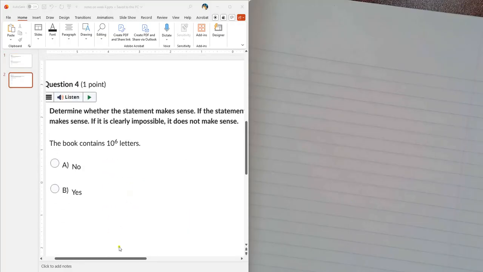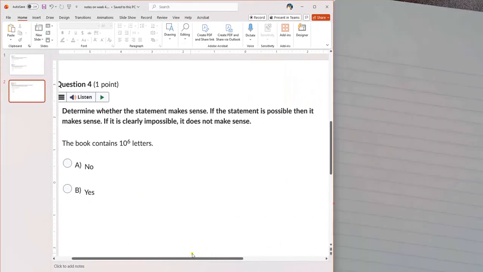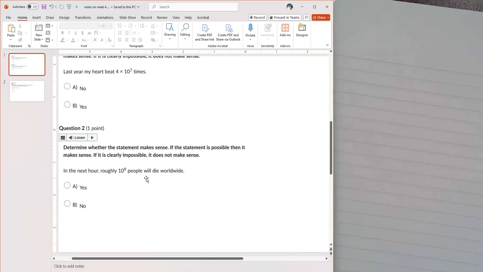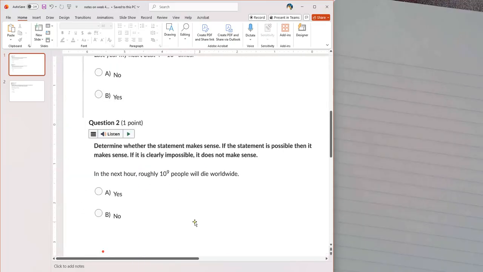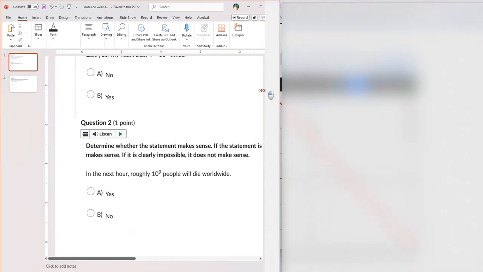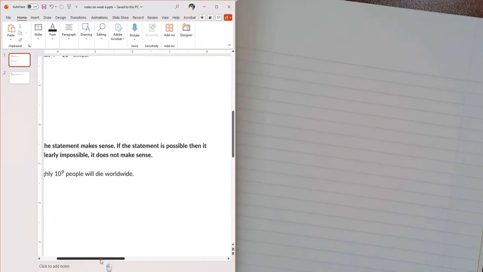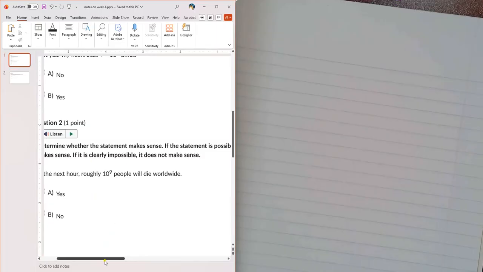Dead people. So anyway, looking at this other problem that I was going through here, it says... no, that's not the one. It was about a book. Is it possible? Heartbeats. Oh, that's the one. The dying worldwide, right there. 10 to the 9th people dying worldwide. It says, is that possible? Big question. Is that possible?